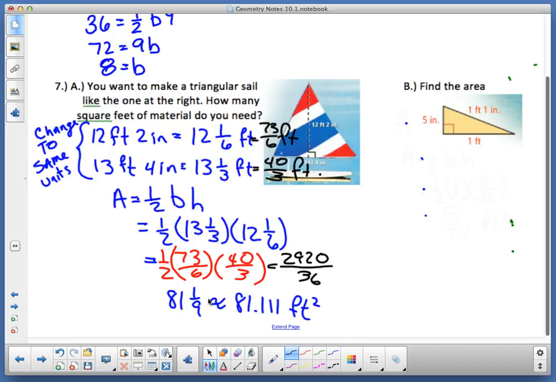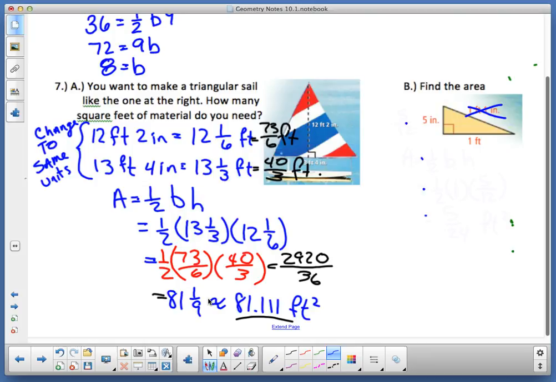It's going to be 81.111111 right there. Okay, so we got it made, so that way you know what those will look like as we go through. Now, the next one in B, I have a couple of ways to go about this. I got 5 inches, I got 1 foot 1 inch, I got 1 foot for my sides, but keep in mind I'm supposed to find area.